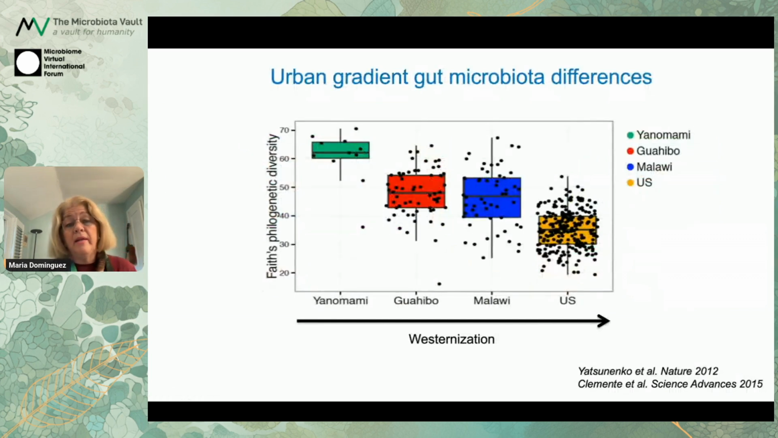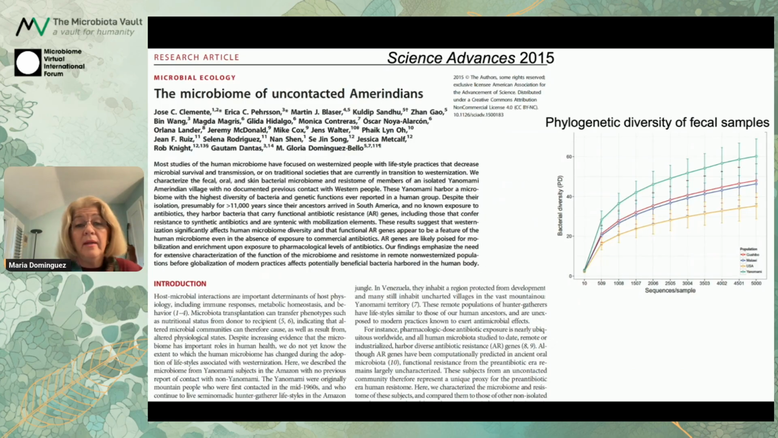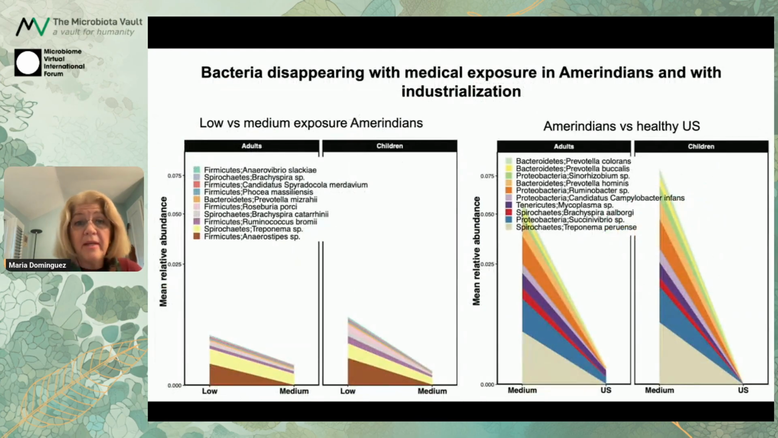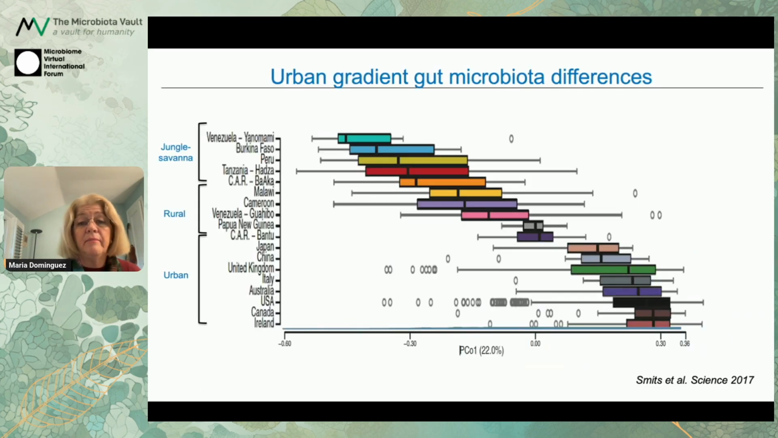So in my work and in the work of other people, we have seen consistently a disappearing of diversity along the urban gradient. In this case, we are showing indigenous peoples, very remote Yanomami in Venezuela, or transculturated indigenous people, Guahibo, Malawi in Africa, or the US, with the US having the lowest gut microbiota diversity. The indigenous people from whom we were able to collect samples at first reported contact had twice the fecal diversity of microbes than the US. We know what microbes are disappearing thanks to these molecular methods where we can look at the taxa. We know that medical exposure, which is the first exposure, starts this process of depleting microbial diversity.